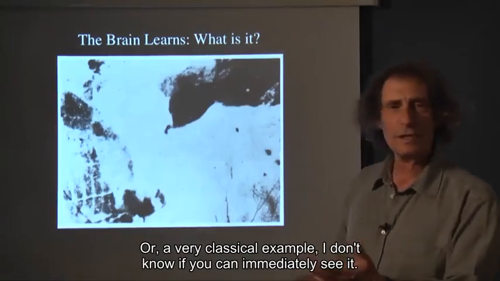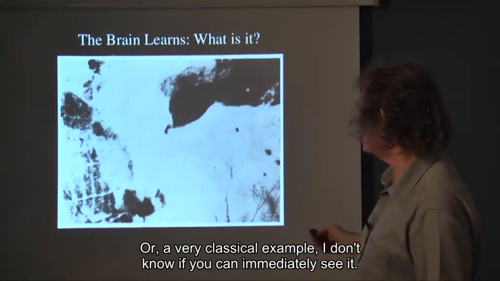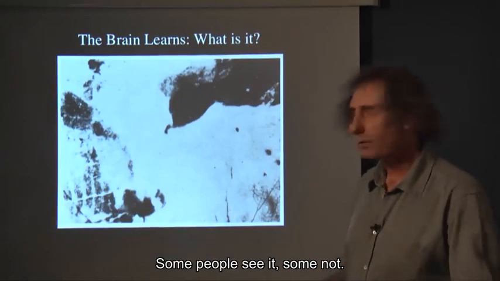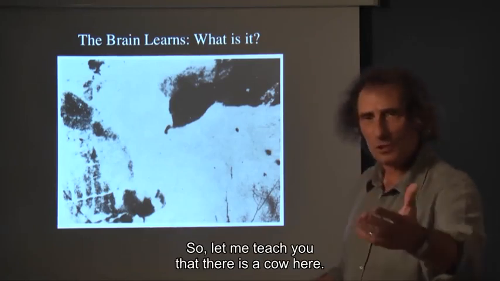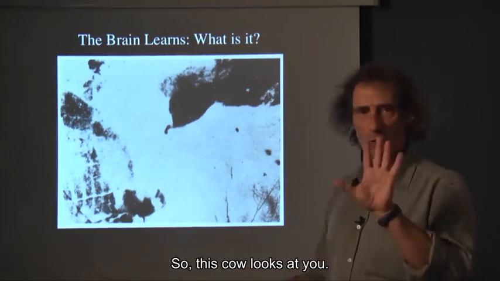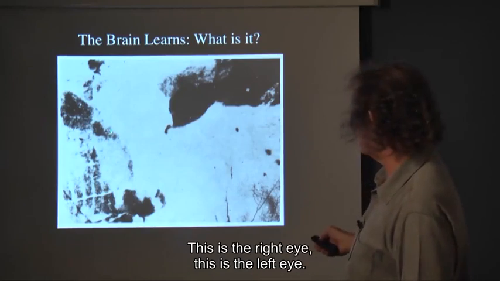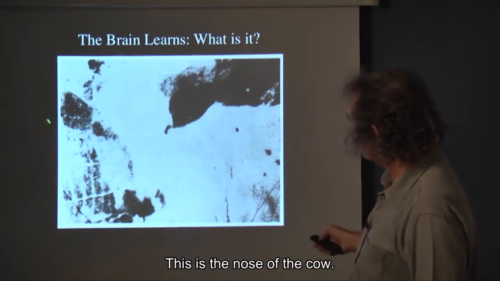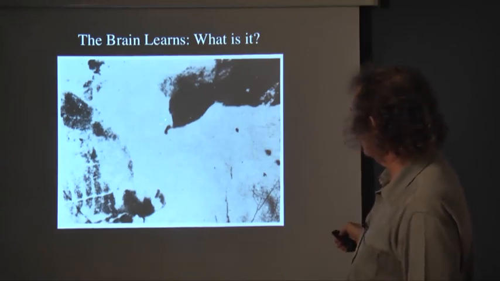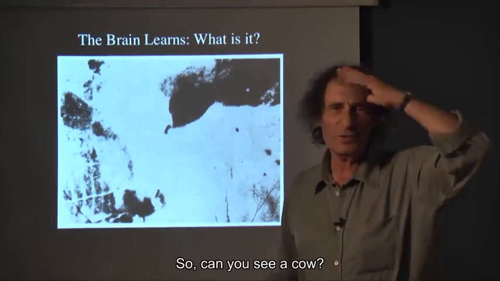Or a very classical example, I don't know if you can immediately see it. Some people see it, some not. Some people see it as a cow, some not. So let me teach you that there is a cow here. So this cow looks at you. This is the right eye. This is the left eye. This is the nose of the cow. This is the right ear. This is this part. So can you see a cow?